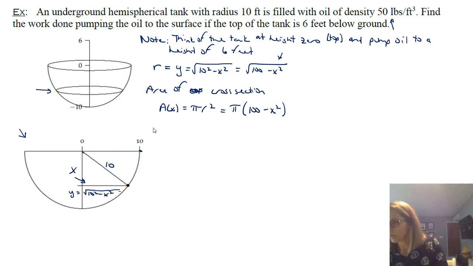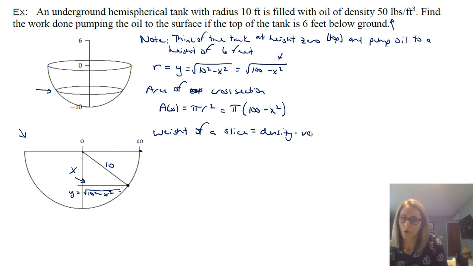So let's now think about the idea that we're pumping the liquid to a height of 6 feet from the bottom of -10 there. So let's think of the weight of a slice. Remember, for these problems, you have to think density times volume, that's what weight is. We were told that our density is 50 pounds per cubic foot, feet cubed. And then our volume is what we were kind of just talking about there.